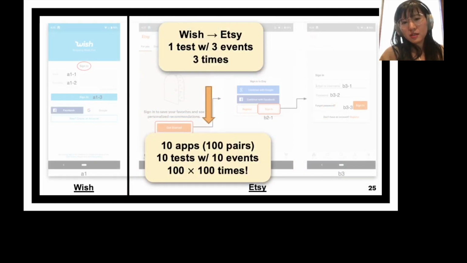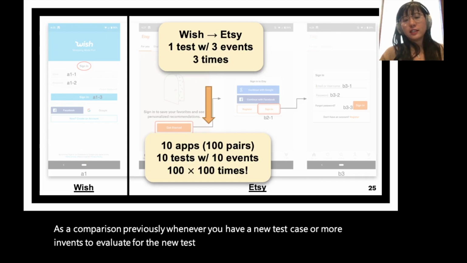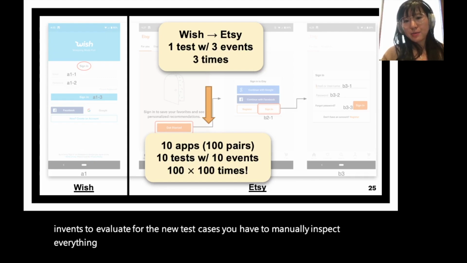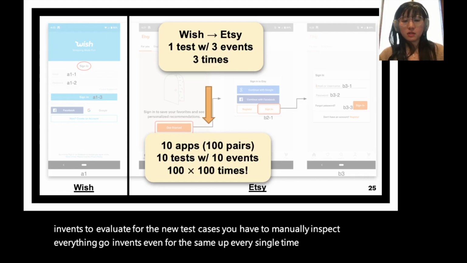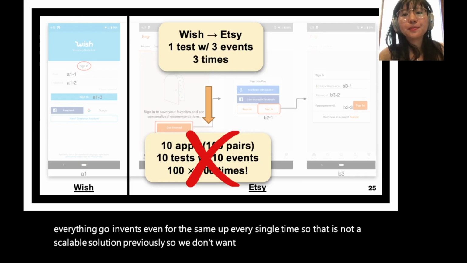As a comparison, previously, whenever you have a new test case or more events to evaluate for the new test cases, you have to manually inspect every single event, even for the same app, every single time. So that is not a scalable solution previously. So we don't want that. This is addressed by FrUITeR.